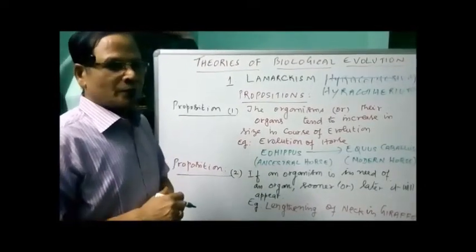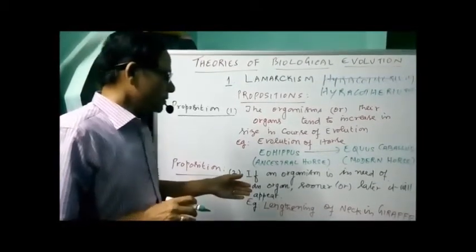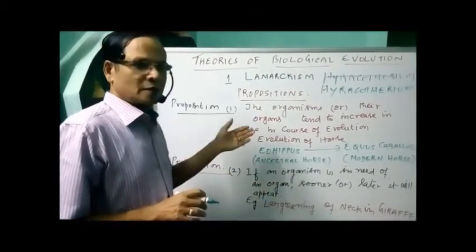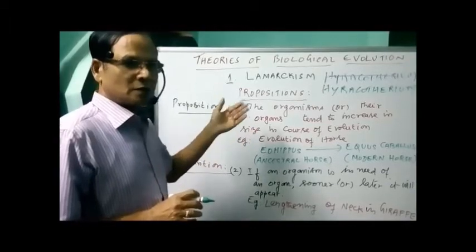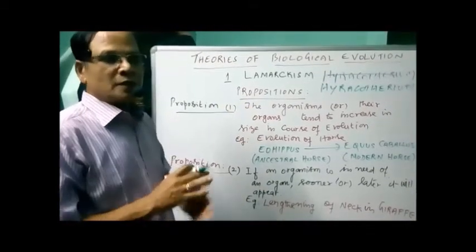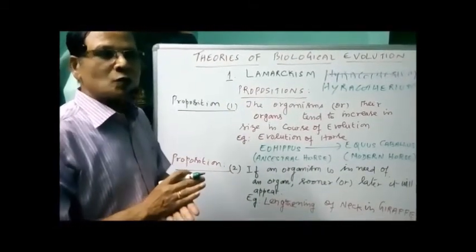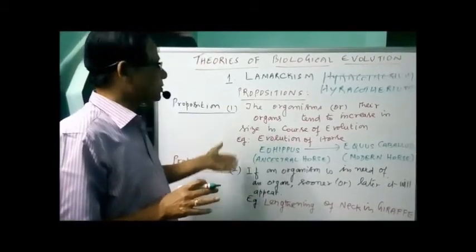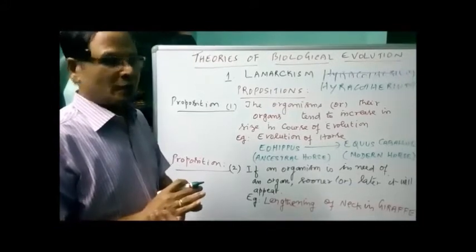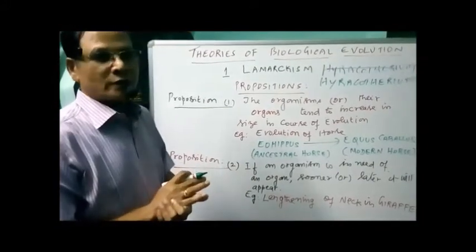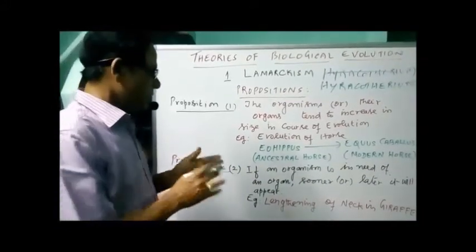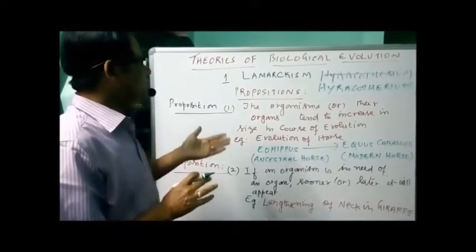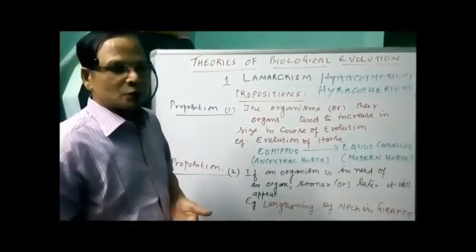But actually, in evolution, as per the examination point of view, the lengthening of neck in giraffe, that is need, is an example for Darwinism. Though here it is given under proposition 2 of Lamarckism, it is an example for Darwinism. Okay, we will discuss that. Now let's go to the other propositions.